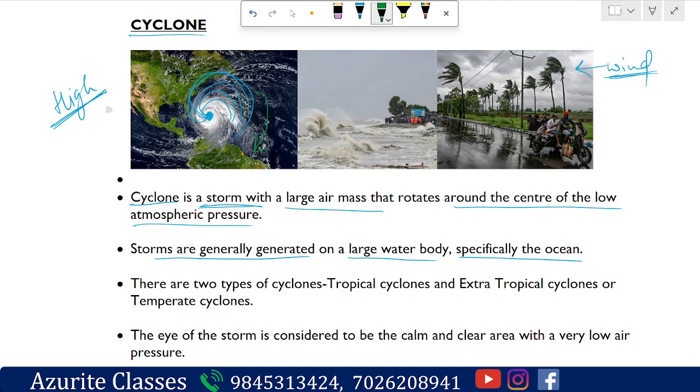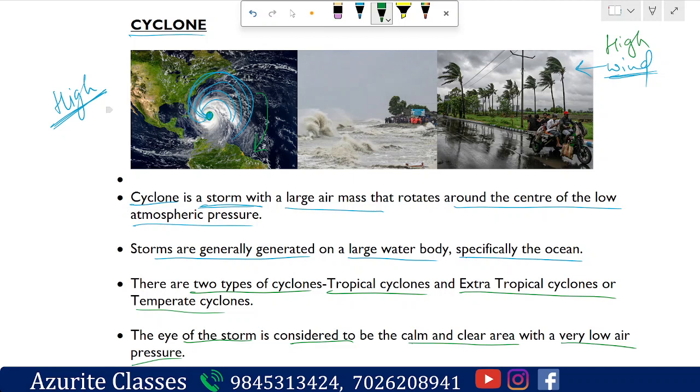So can you see here, this high wind speed is there, that is why the trees are getting bent, and they may get broken also, right? That damage is caused by the cyclone. There are 2 types of cyclones, tropical cyclones and extra tropical cyclones, or temperate cyclones. Remember that. The eye of the storm is considered to be the calm and clear area with very low pressure.